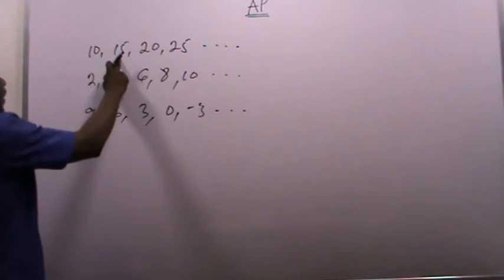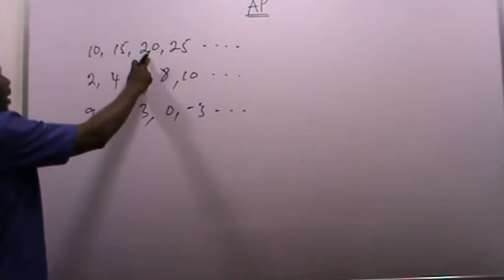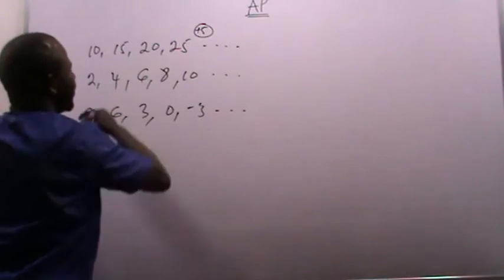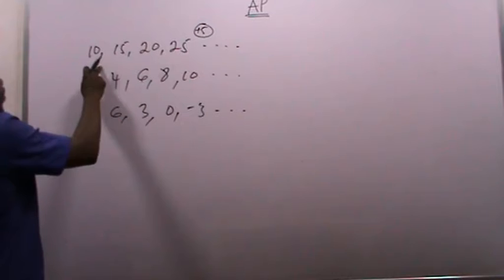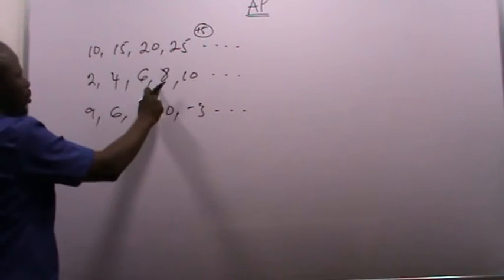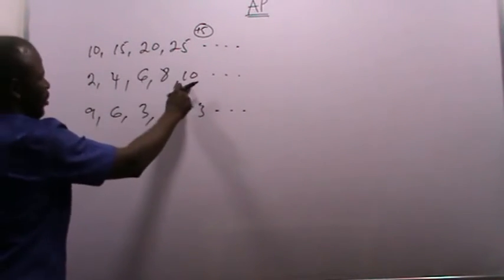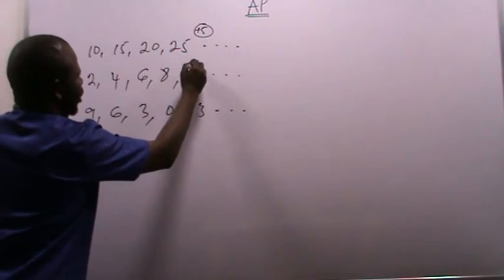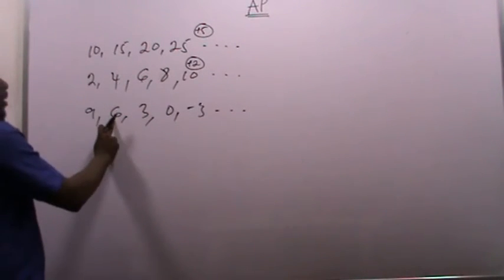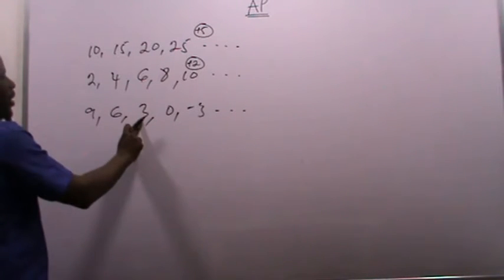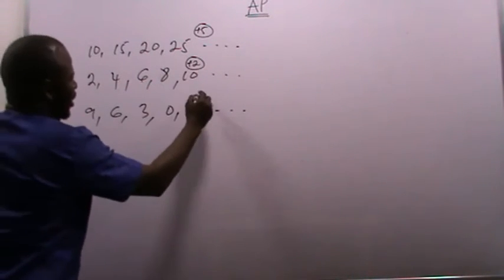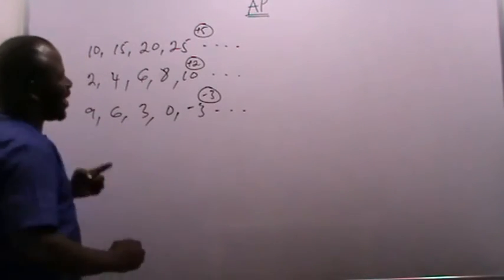10 plus 5, 15. 15 plus 5, 20. 20 plus 5, 25. There is addition of 5. 2 plus 2, 4. 4 plus 2, 6. 6 plus 2, 8. 8 plus 2, 10. So there is addition of 2. 9 minus 3, 6. 6 minus 3, 3. 3 minus 3, 0. 0 minus 3, minus 3. There is subtraction of 3.